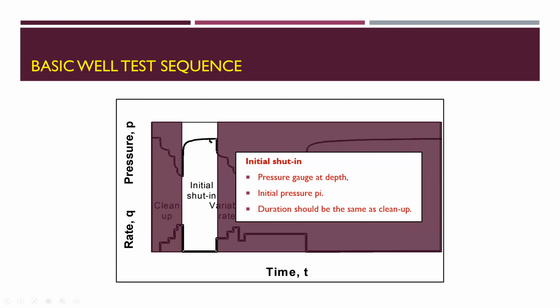We have already the initial pressure from RFT, and here the first pressure coming from the downhole gauge. At the end of this initial build-up, we will compare this pressure with the previous one to account for any indication of pressure drop. Also, the duration can be the same as the clean-up period. If this one lasts 5 hours, this can be 5 hours as well.